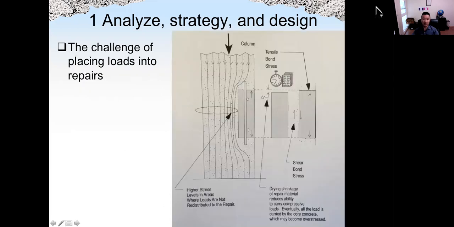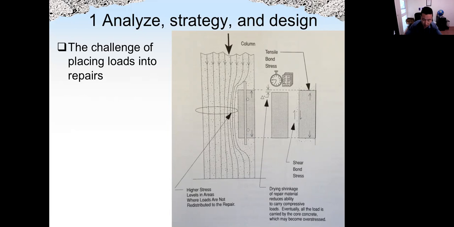So here shows an example of the challenge of placing load into repairs. This is a reinforced concrete column, and this part of the concrete and rebar needs to be repaired. If we just chip off the old concrete and repair the rebar, then a higher stress level will be generated in the areas where the load is not redistributed to the repair. Also between the repair and existing materials, we have dry shrinkage because again, the repair materials have more shrinkage at early age. And also we have shear stress developed in the bonding between the existing and the new concrete.